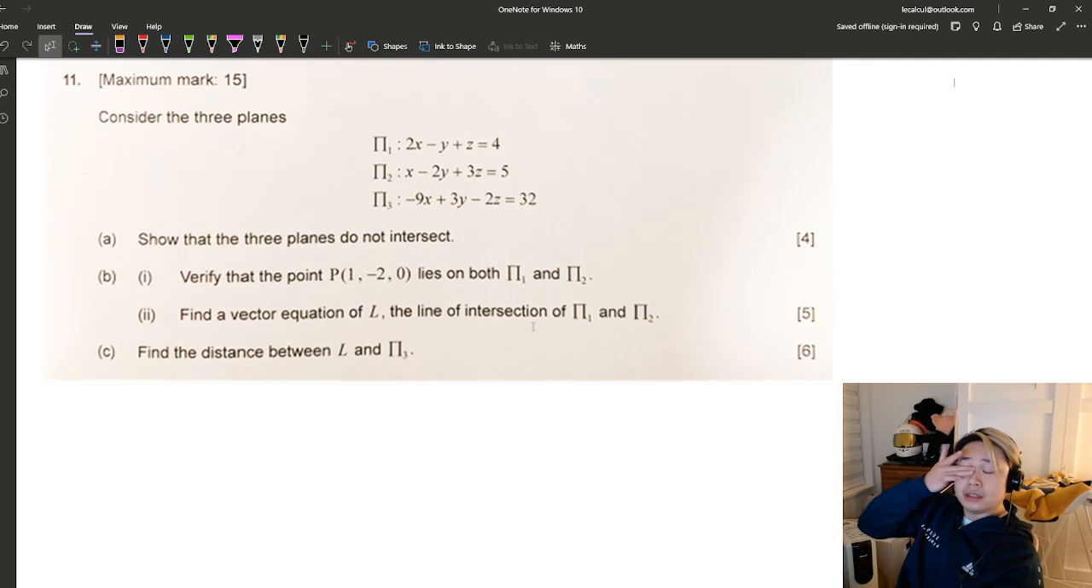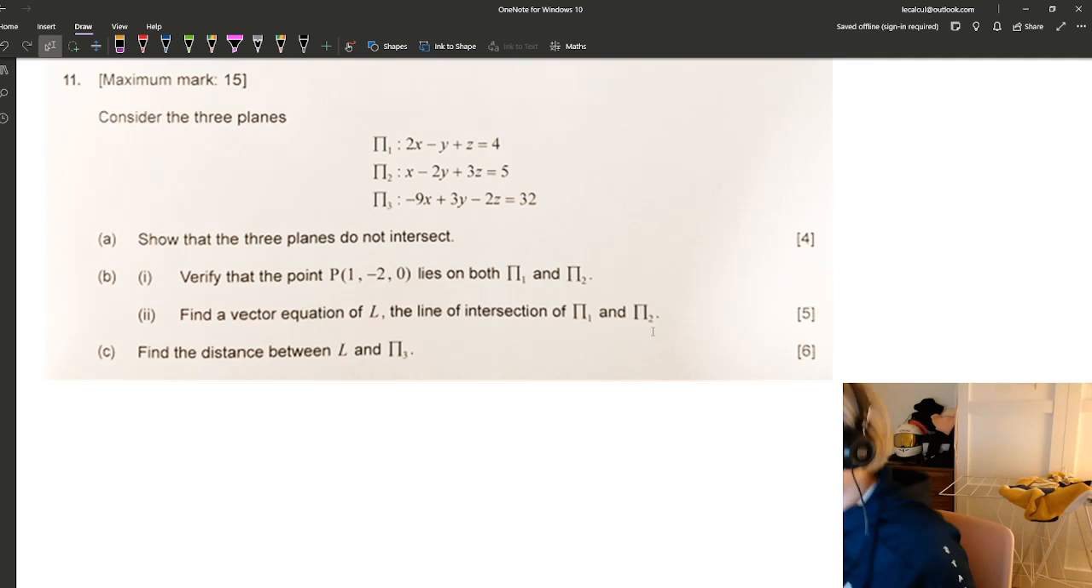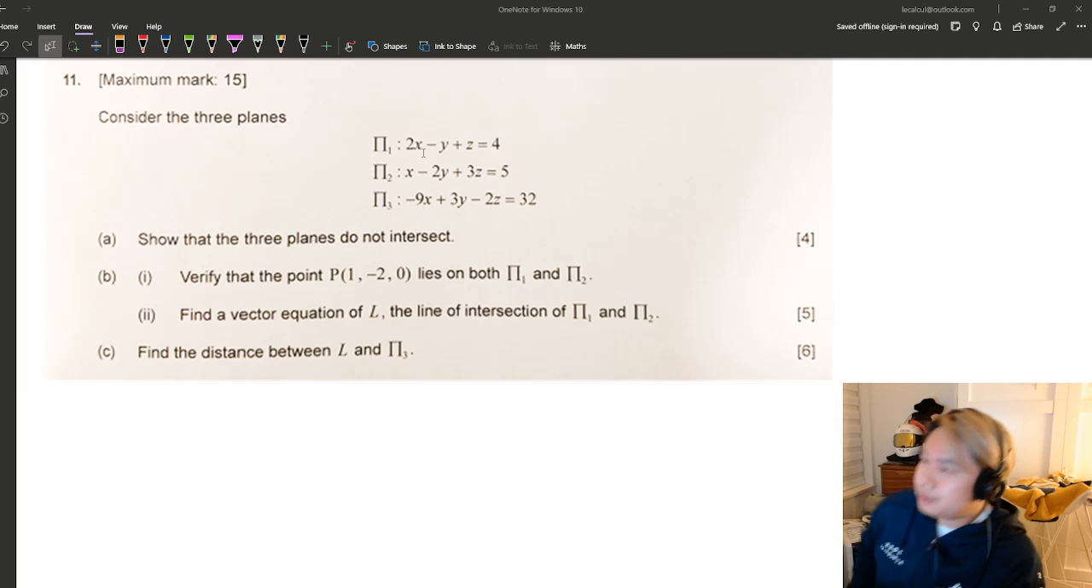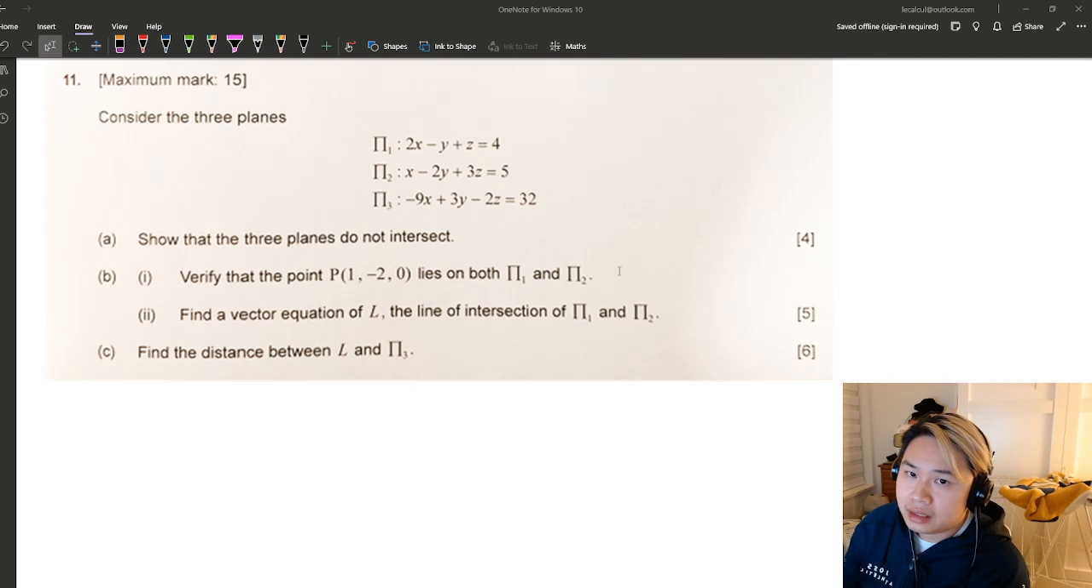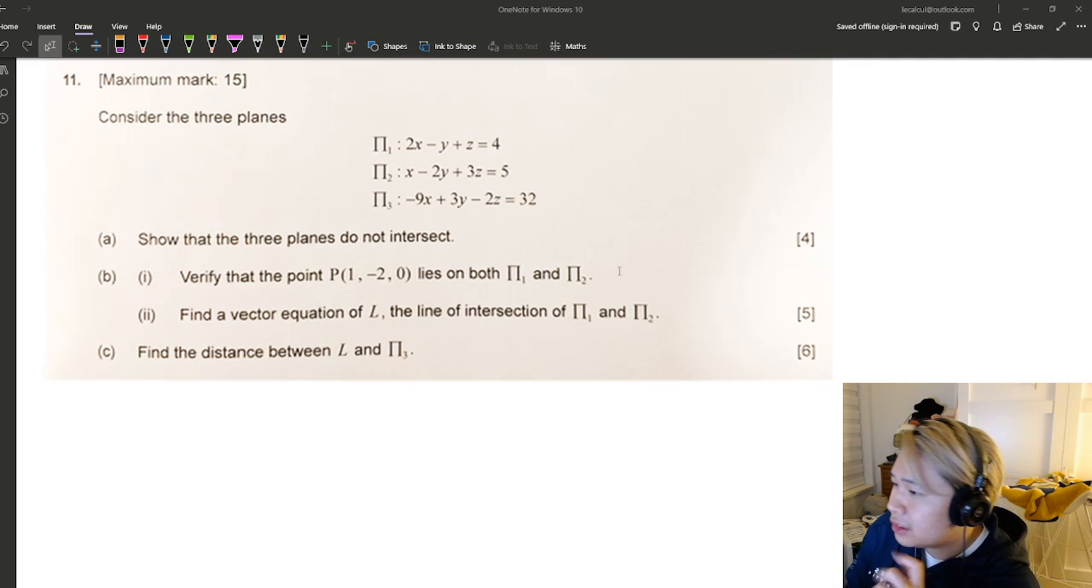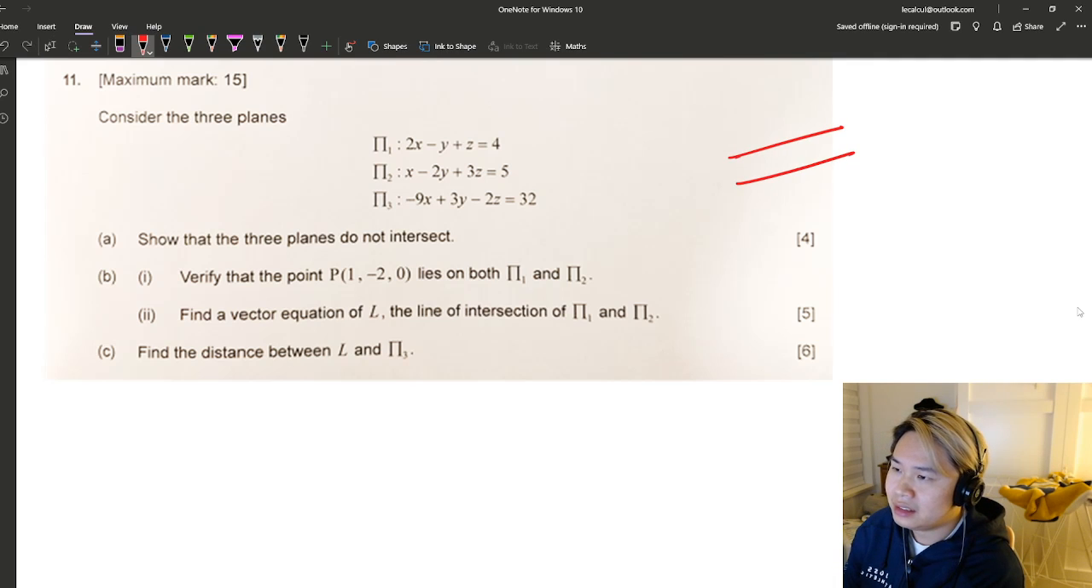And then we have the plane question. So consider these three planes, show that the three planes do not intersect. This one confused me when I read it earlier in my 5-minute read through, because do they mean that all three planes do not intersect with each other? Or do none of them intersect at all? Because if they don't intersect at all, then they all have to be parallel.